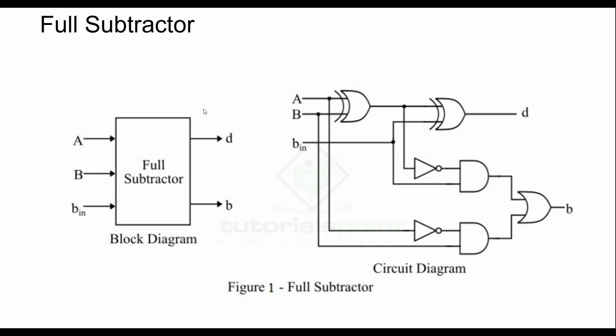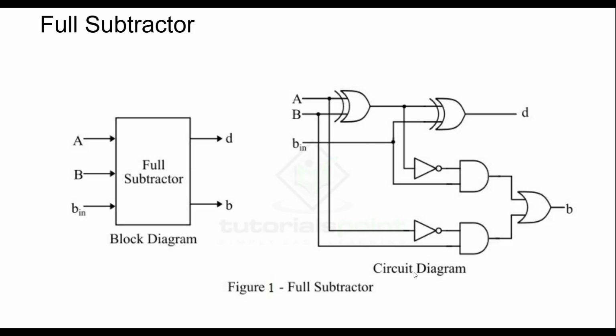So this is the block diagram for full subtractor. In this full subtractor we have three inputs A, B and B in, and there are two outputs, difference and borrow. Okay, in the last video we discussed half subtractor. In that we have two inputs and two outputs, difference and borrow, right? So this is also the same.